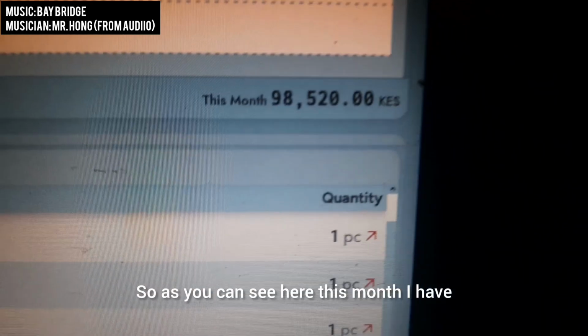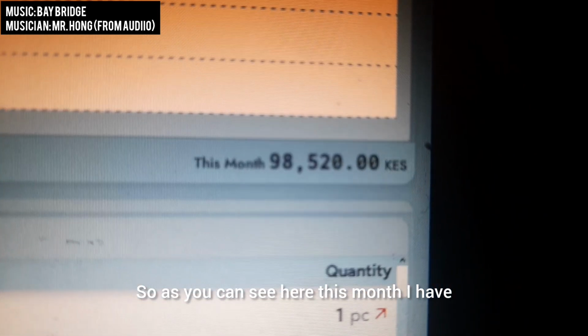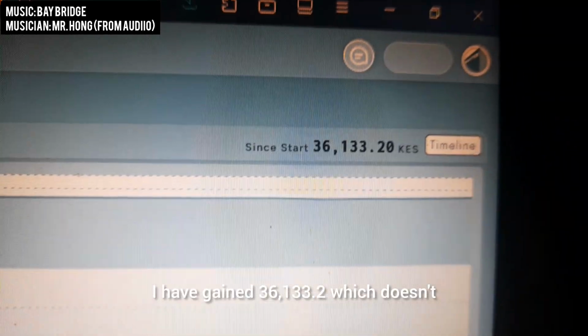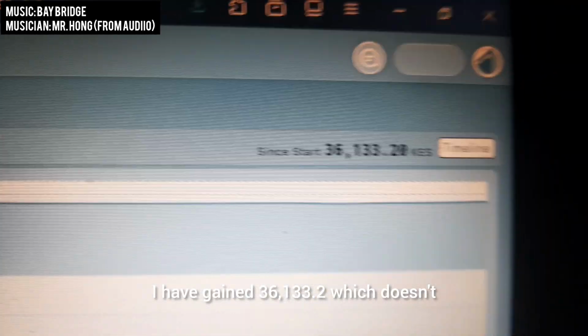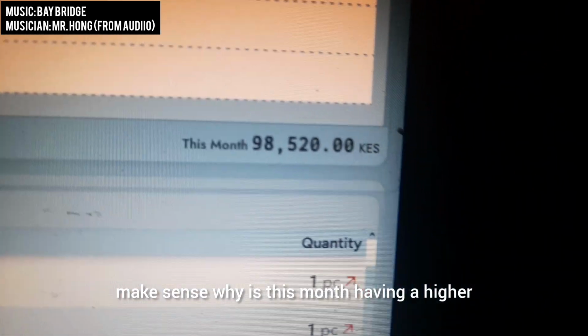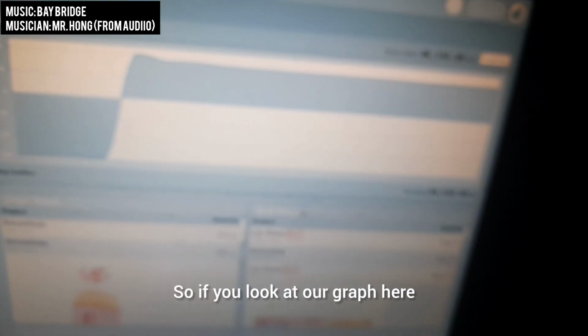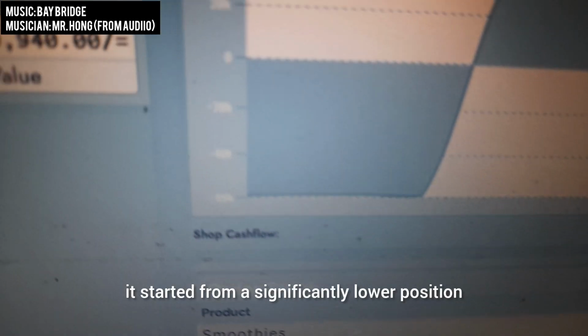Okay, so as you can see here, this month I have gained 98,520 in cash flow, but since I started using SmartStock, since I started ordering and creating products, I have gained 36,133.2, which doesn't make sense. Why is this month having a higher cash flow than since I started using SmartStock? So if we look at our graph here, it started from a significantly lower position to a higher position.